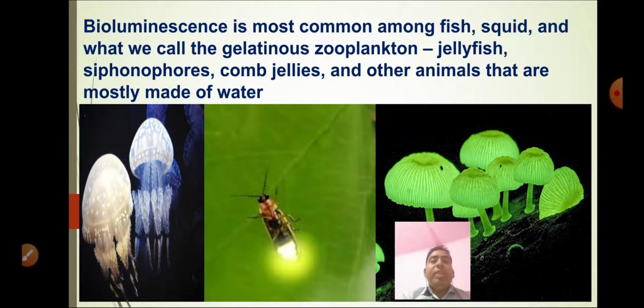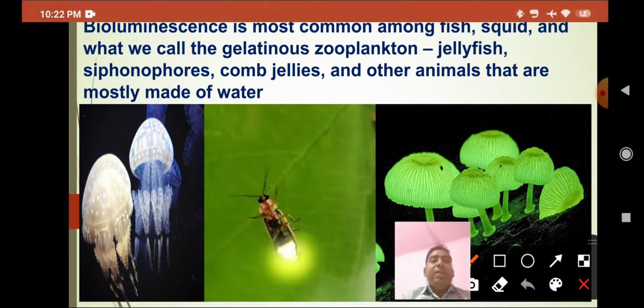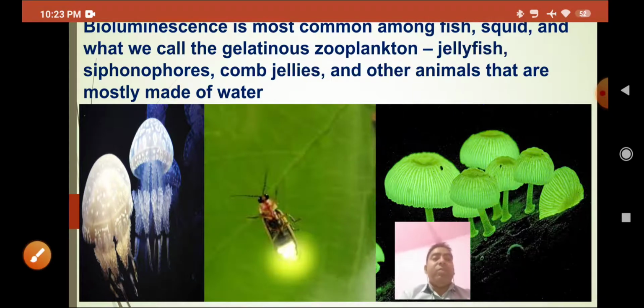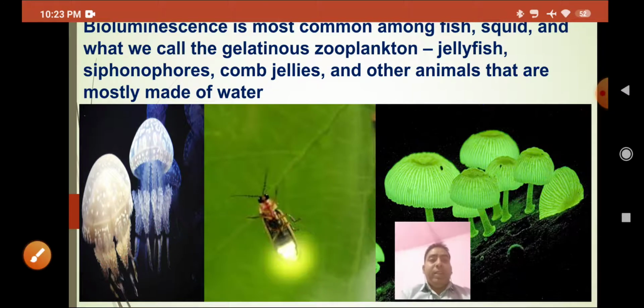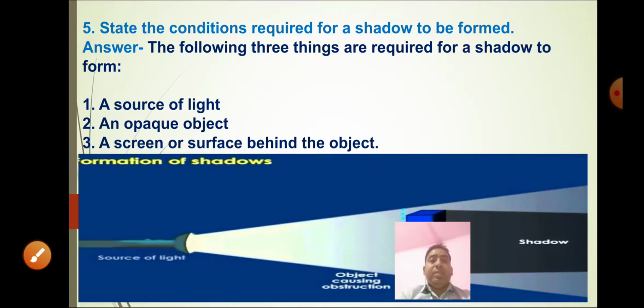Now here you can see different types of bioluminescence. Among the fish, there is squid. There is zooplankton, meaning very small plants and animals. There are jellyfish, other animals, fireflies, and a type of fungi, the mushroom. These are examples of bioluminescence.